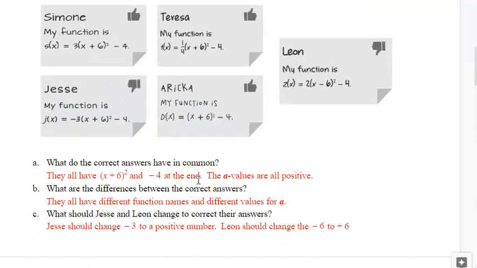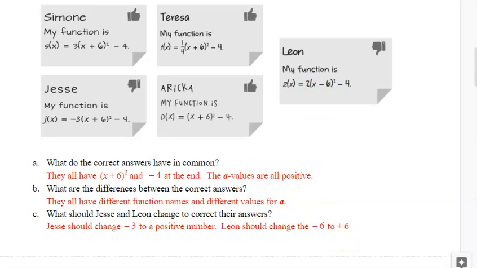And then C, what should Jesse and Leon change to correct their answers? Well, Jesse does have the x plus 6 and the minus 4, and that part's good. But his negative 3 needs to be positive so that his graph will open up, because the A value needs to be positive for it to open up. And then Leon, if you'll notice, he has a minus 6 in the parentheses. And so Simone, Teresa, and Erica had the plus 6 in the parentheses. So Leon should have a positive 6 there.